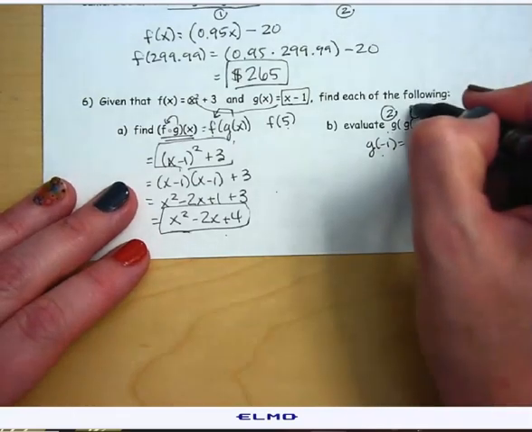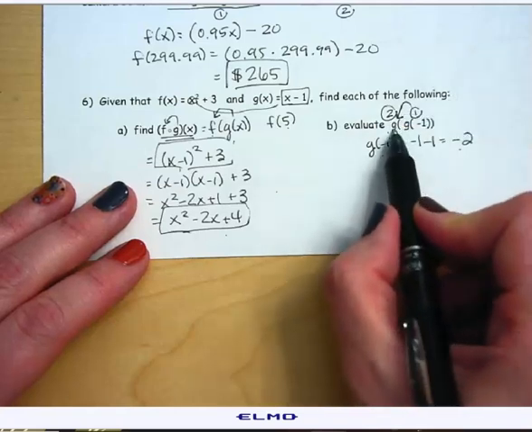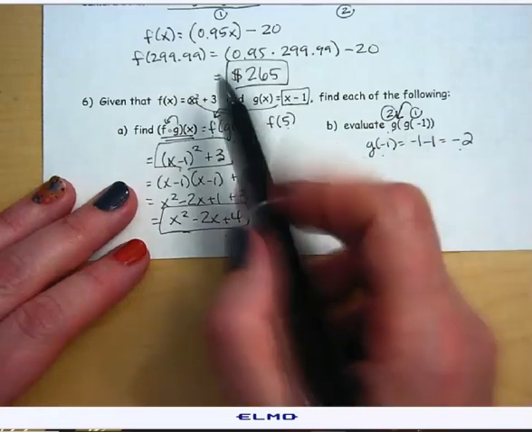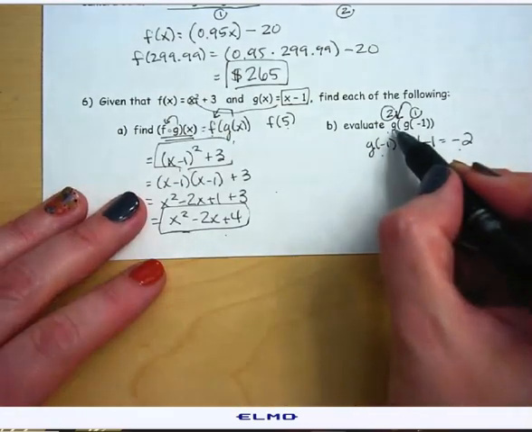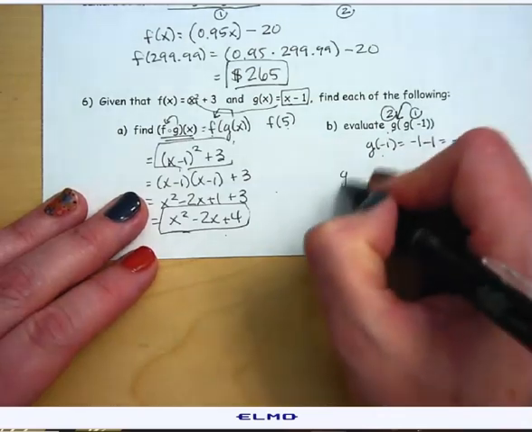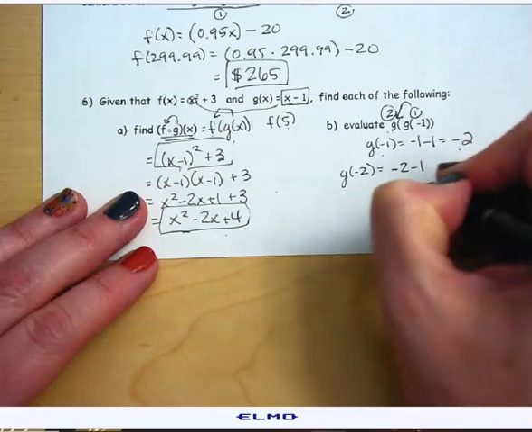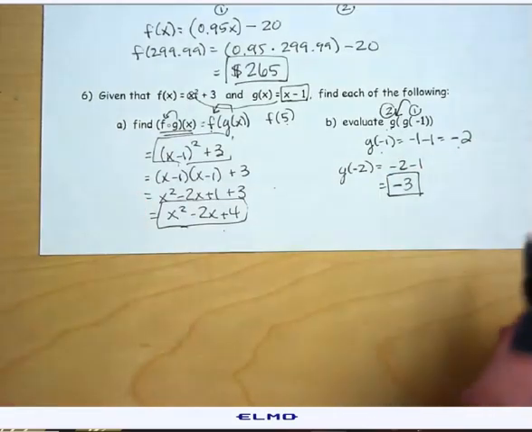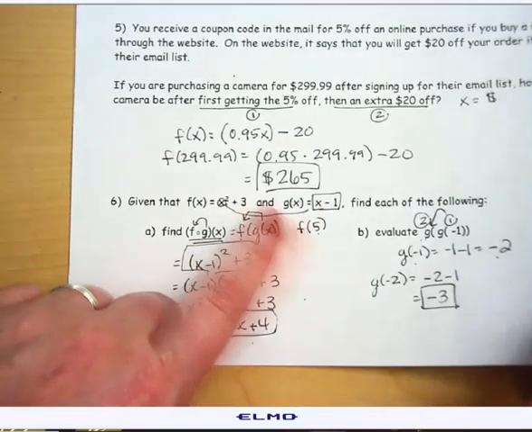Now that I have that, I'm going to plug it into g again. If there had been an f here, I would be taking negative 2 and plugging it into the f function for x. But it's telling me to plug it into g again. So now g of negative 2 is equal to negative 2 minus 1, which is negative 3. And that is called composition of functions when you take one function and plug it into another one.